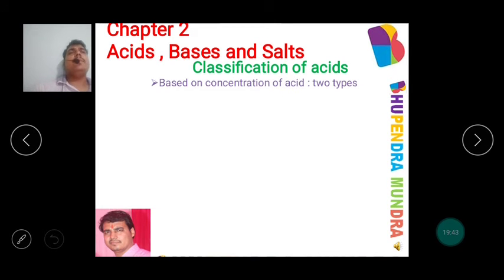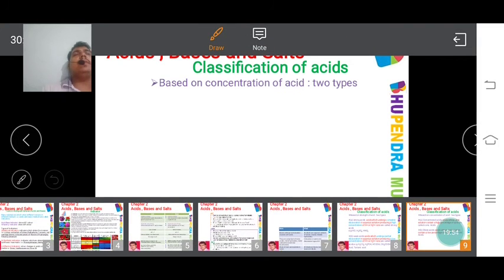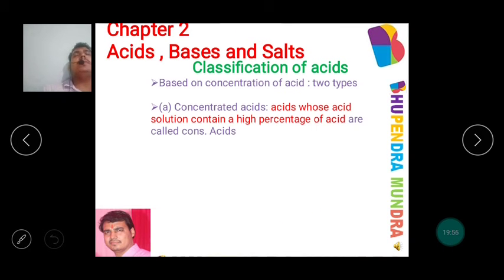Next, another type of acid classification is based on their concentration. Acids can be classified into two groups. First is dilute and concentrated acids. Concentrated acids are acids whose solution contains a high percentage of acid.